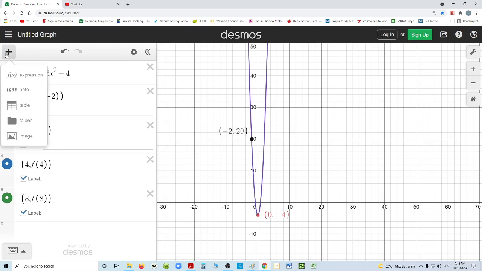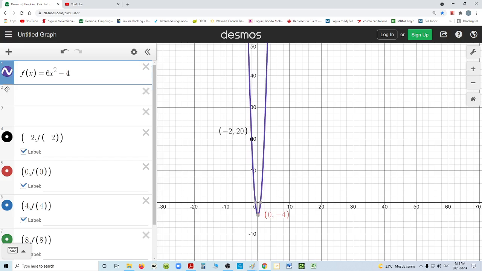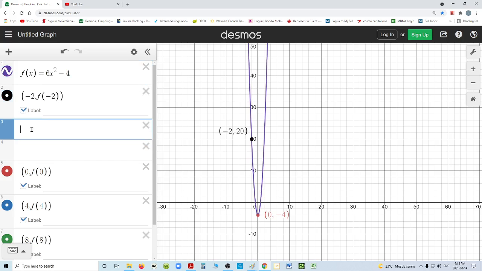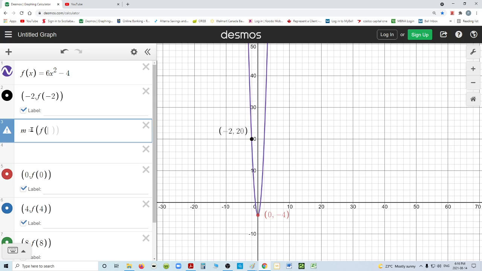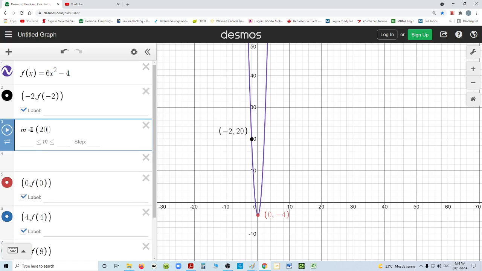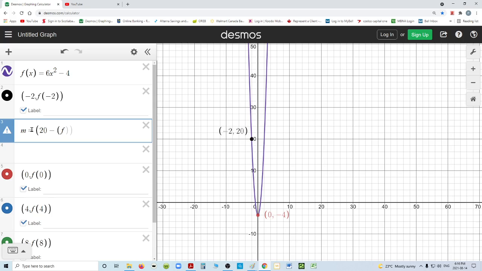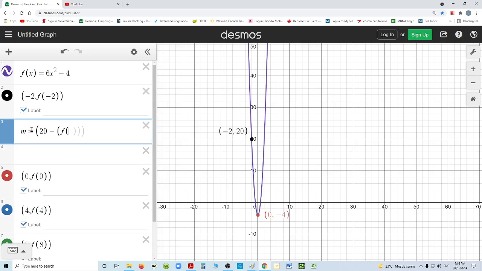So we're going to start with the f of minus 2. Do that. And what I'm going to do is figure out the slope, or the instantaneous change. So what's a good point to take near it? So I'm going to take f of minus 2, which is 20. So let's just take 20. And I'm going to subtract f of minus 2.001.